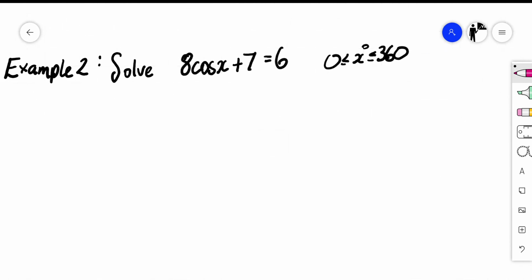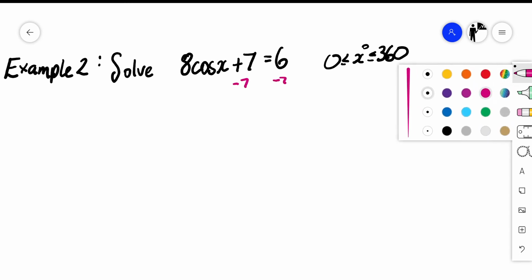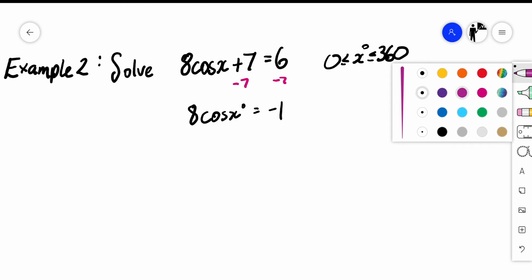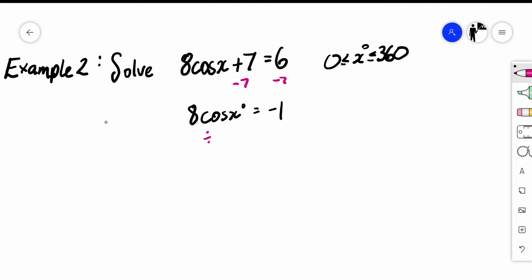Example 2, we want to solve cos x plus 7 is equal to 6. We want cos x to be the subject of the formula. We'll subtract 7 from both sides. So we've got 8 cos x degrees is equal to -1. And then we'll divide throughout by 8 because we want cos x as the subject. We want cos x on its own.